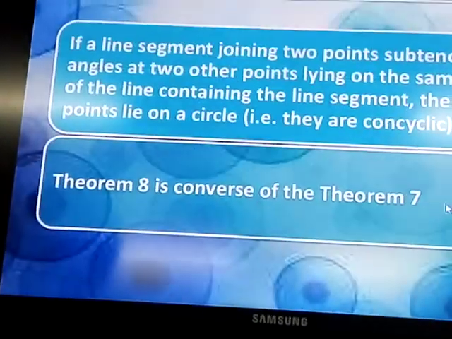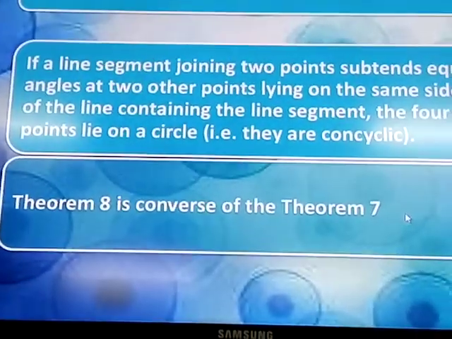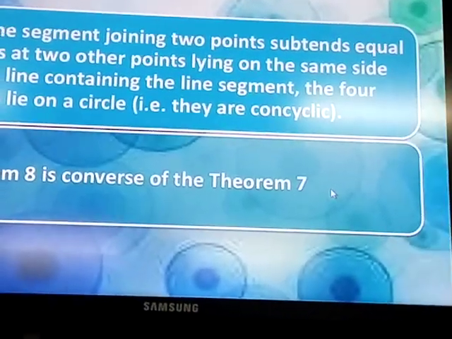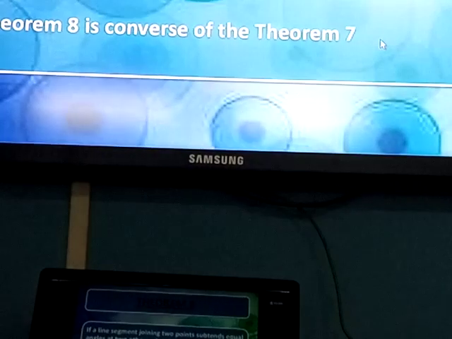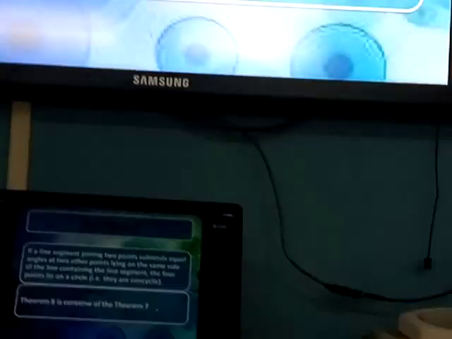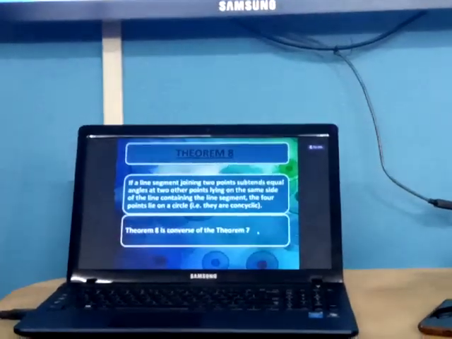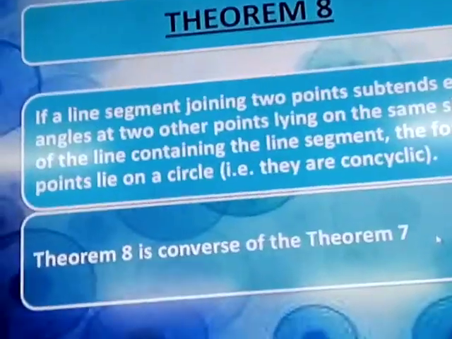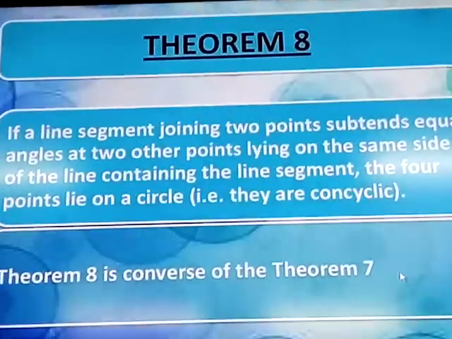Theorem 8. If a line segment joining 2 points subtends equal angles at 2 other points lying on the same side of the line containing the line segment, the 4 points lie on a circle. That means they are concyclic.